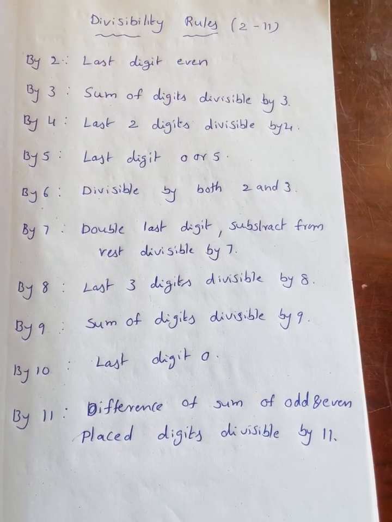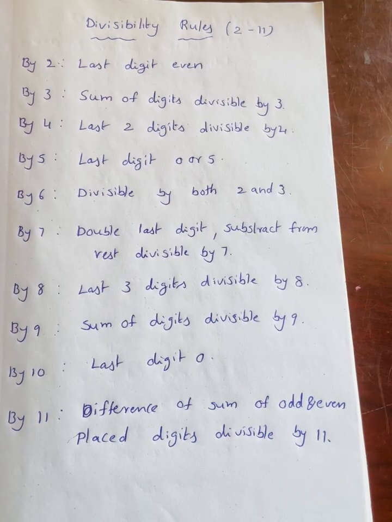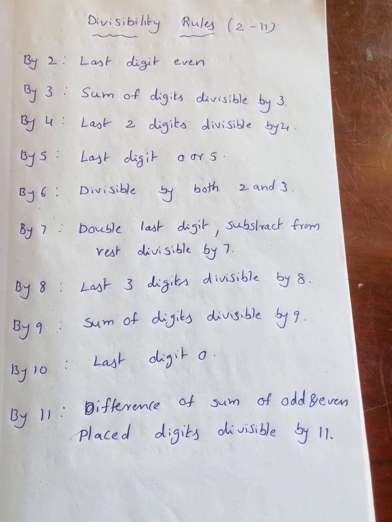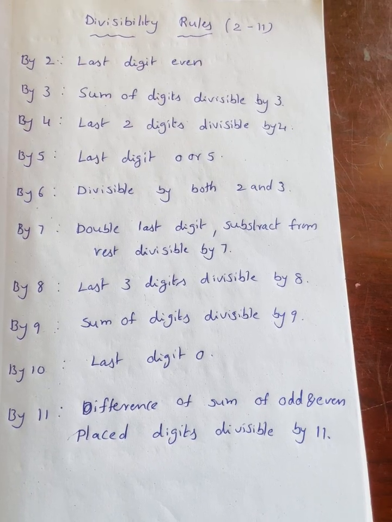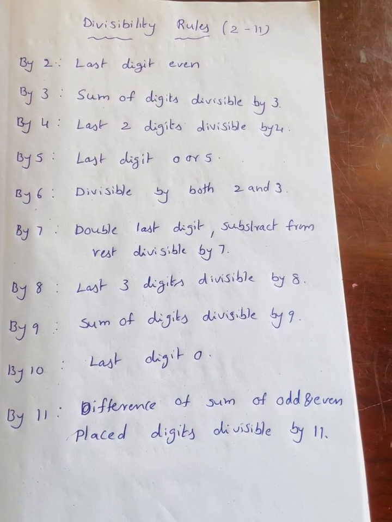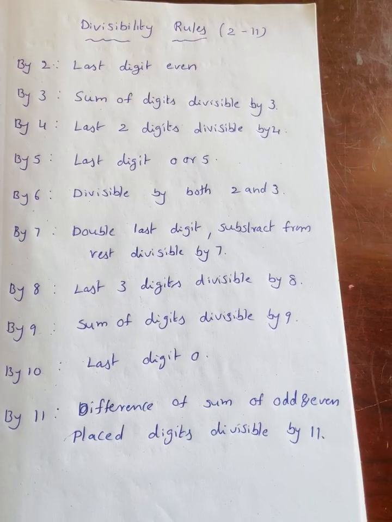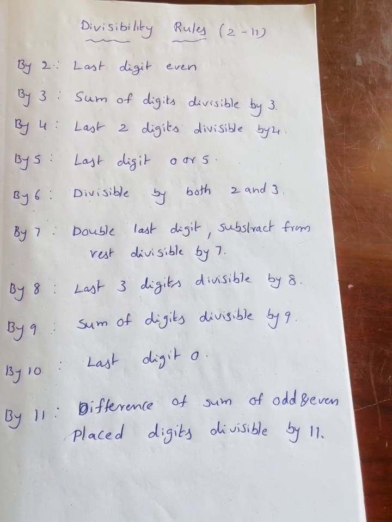By 7, double the last digit and subtract it from the rest; the result is divisible by 7. By 8, the last 3 digits are divisible by 8. Take the number 3456. The last 3 digits, 4, 5, 6, are also divisible by 8.